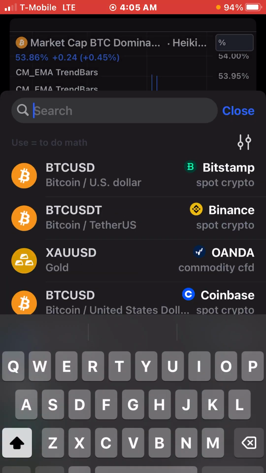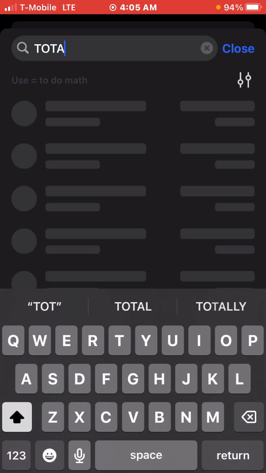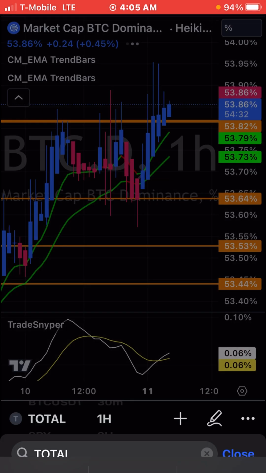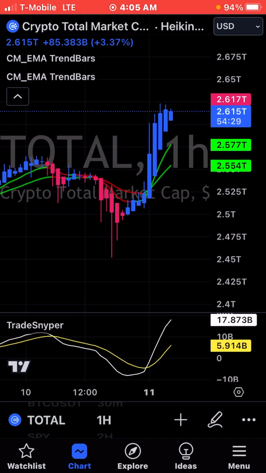So what we want to do now is type in total, and total is basically the total market cap. It's the total market cap of the entire crypto. And right now we have 2.61 trillion.